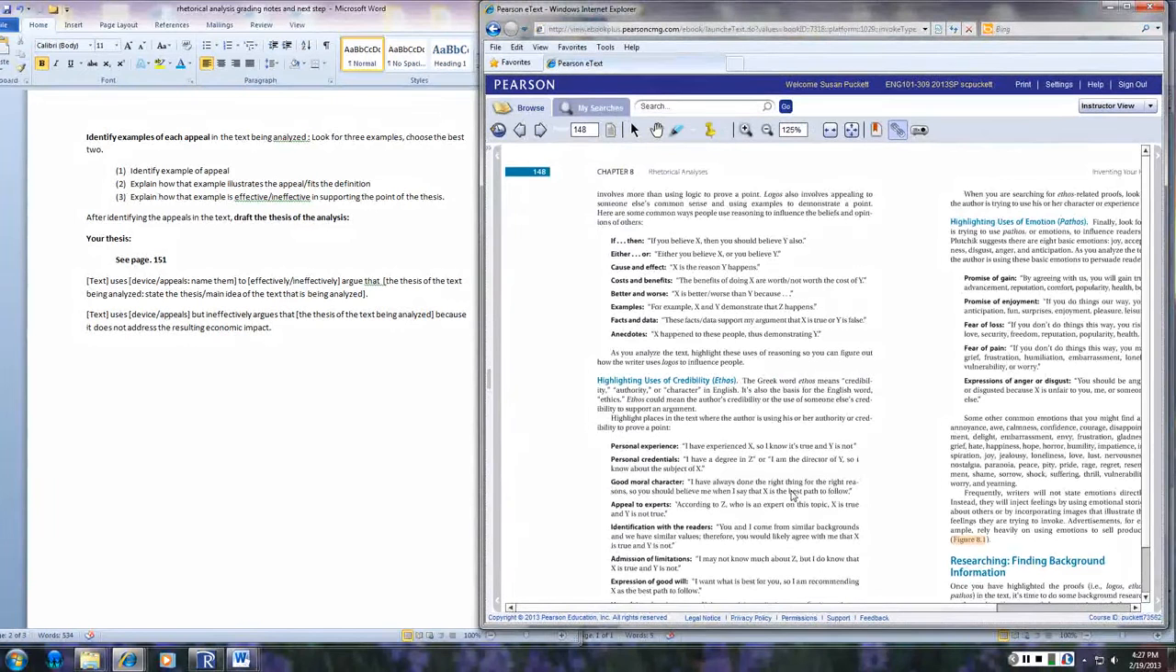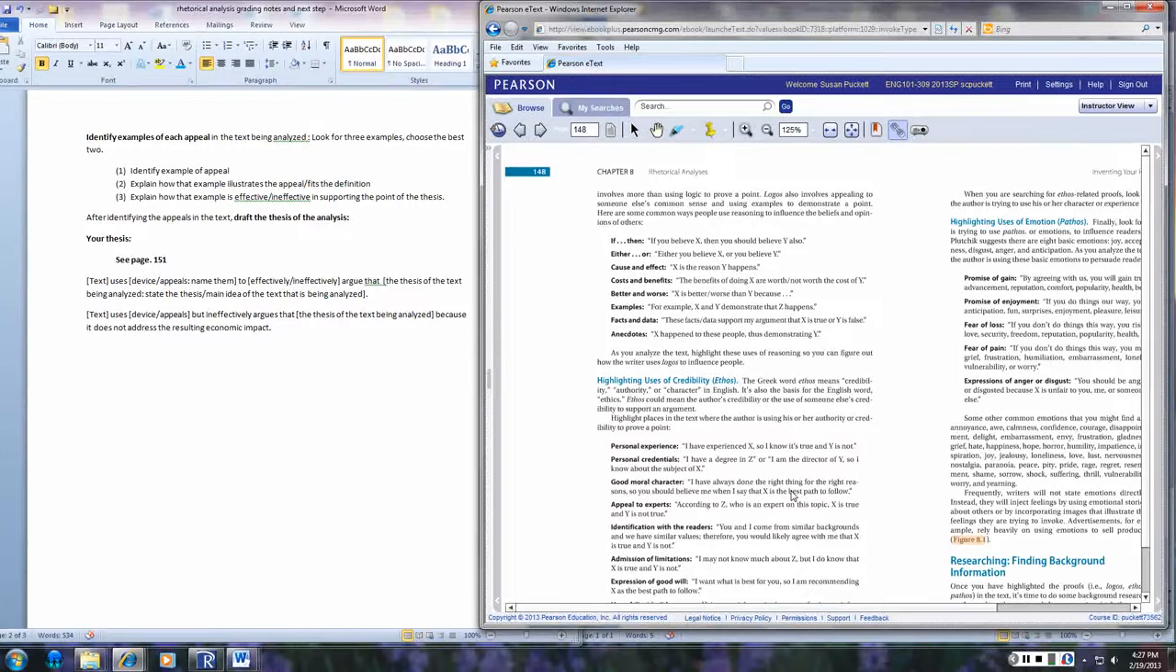So you need to actually identify specific examples, and you need to be able to explain, and this is part of your analysis, how that illustrates the particular appeal or fits the definition, and then you have to explain how that example is effective or ineffective in supporting the point of the thesis.